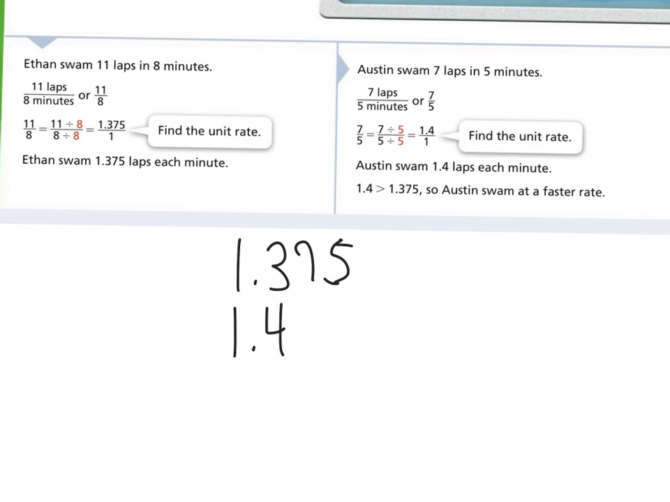Remember, with decimal numbers at the end, we can add what? Right, we can add zeros. And so if we add some zeros here, now we can compare, if we get them both to thousandths, 1 and 375 thousandths versus 1 and 400 thousandths. Now you can see 400 is more than 375 if you need to get it in those terms. Otherwise, if you just look and say the ones are both the same, 4 is more than 3, and that's in the next highest place value position. Whatever you need to do to tell that Austin's swimming at the faster rate here.